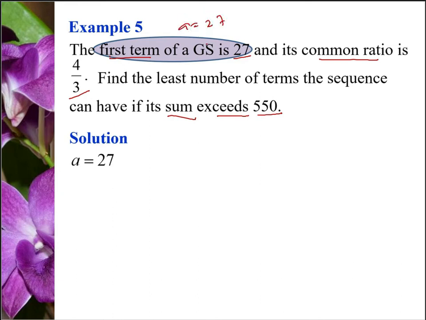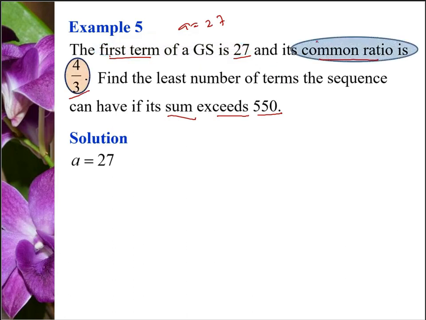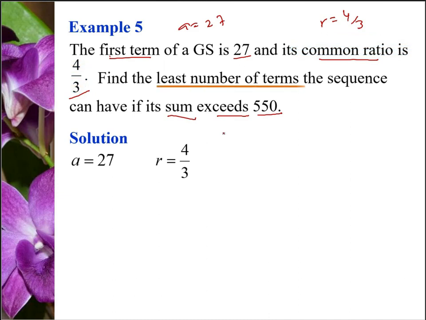And then at this sentence as well, they mentioned about common ratio is 4 over 3 and common ratio is the r. Take out the information and list them down. And then find the least number of terms the sequence can have. Least number of terms here means not Tn, but it's the number of n. If they want to tell you about the Tn, they will mention this as nth term, not the number of terms.